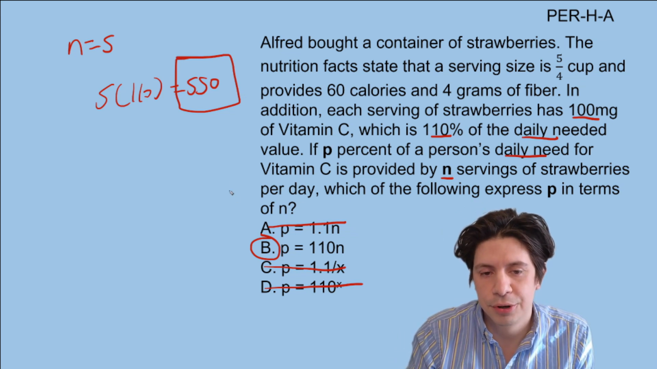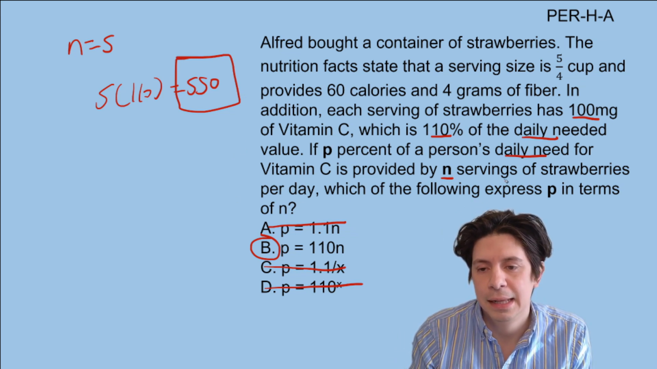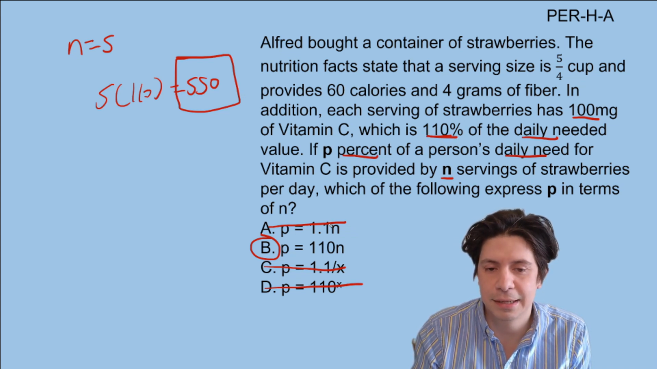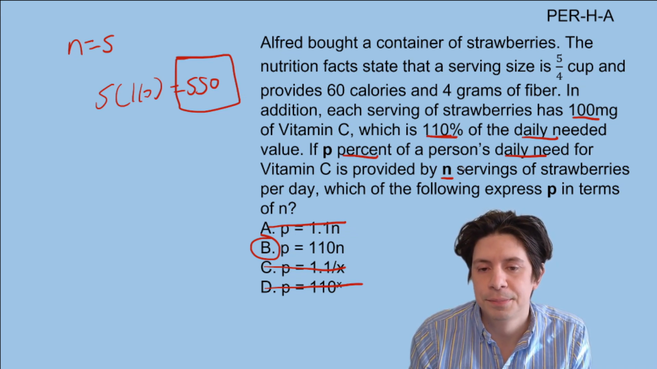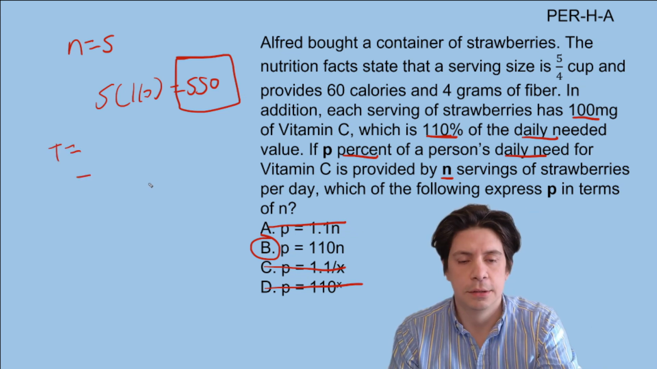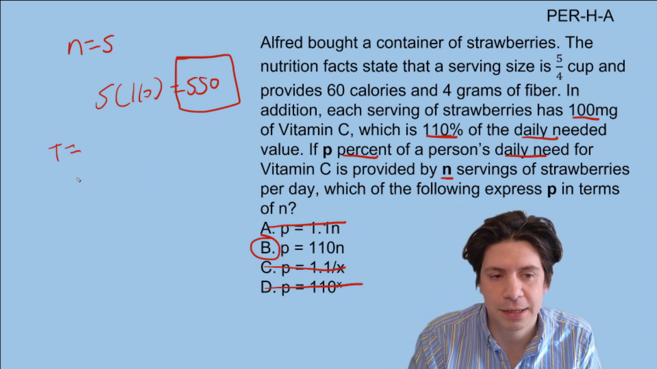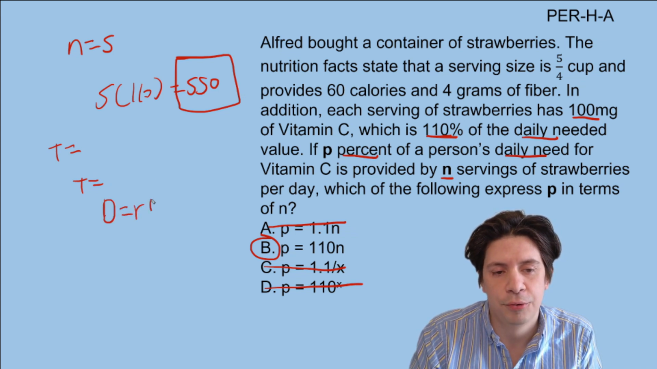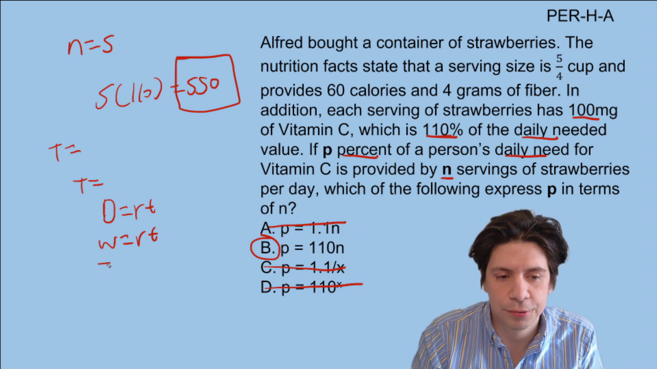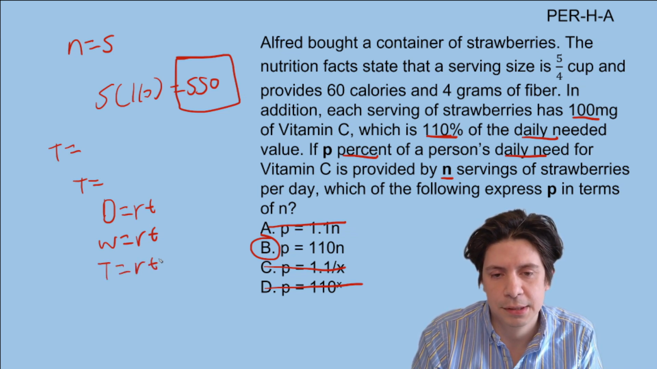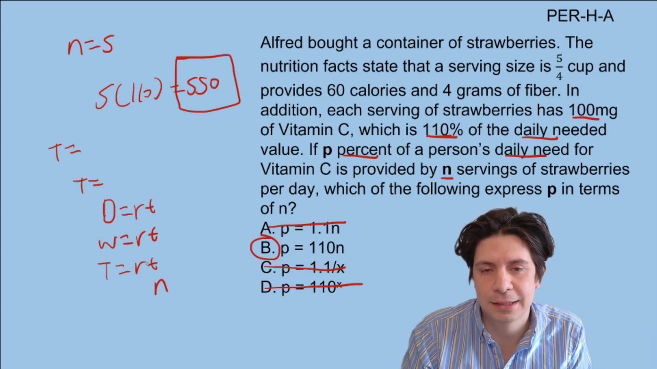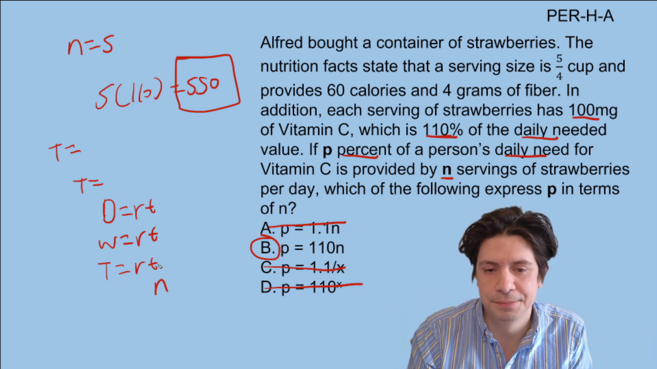The other way you can do it, knowing the answer, is think about it, how P in terms of n, it's saying P%, so it's 110%. We're not going to make it into a decimal like 1.1, provided by n servings. So you could think about how P is the total percent, right? And total, if you think about other equations, we have distance equals rate times time. Or you could think about work equals rate times time. Or you could think about total equals rate times time. So here, instead of time, it's going to be servings, n. Instead of rate, it's going to be how much you get per serving, which is the P.